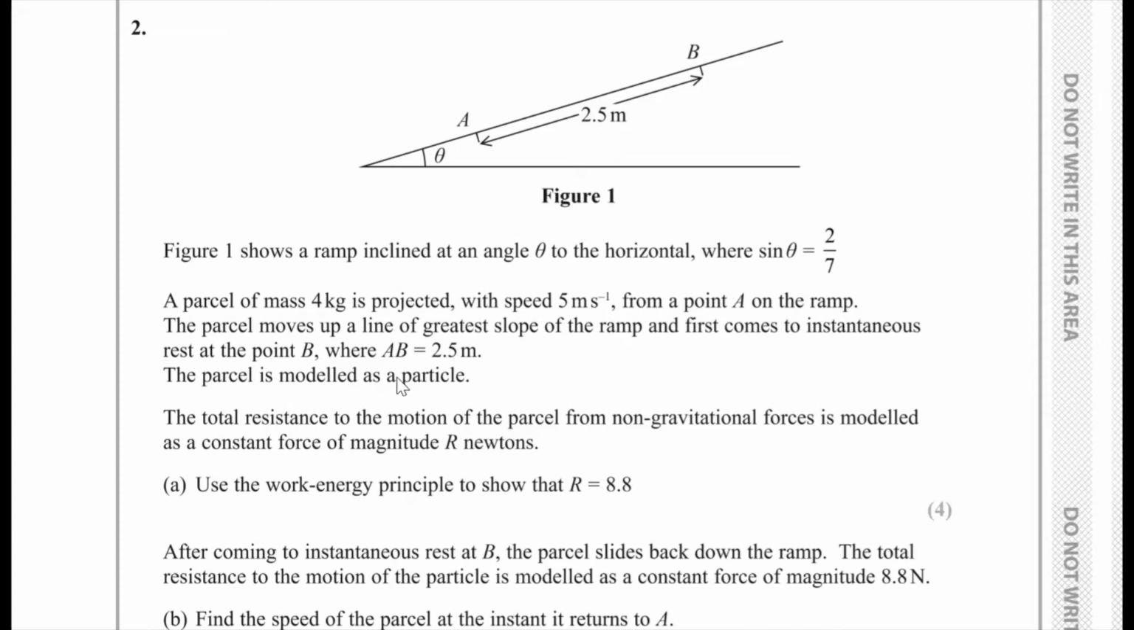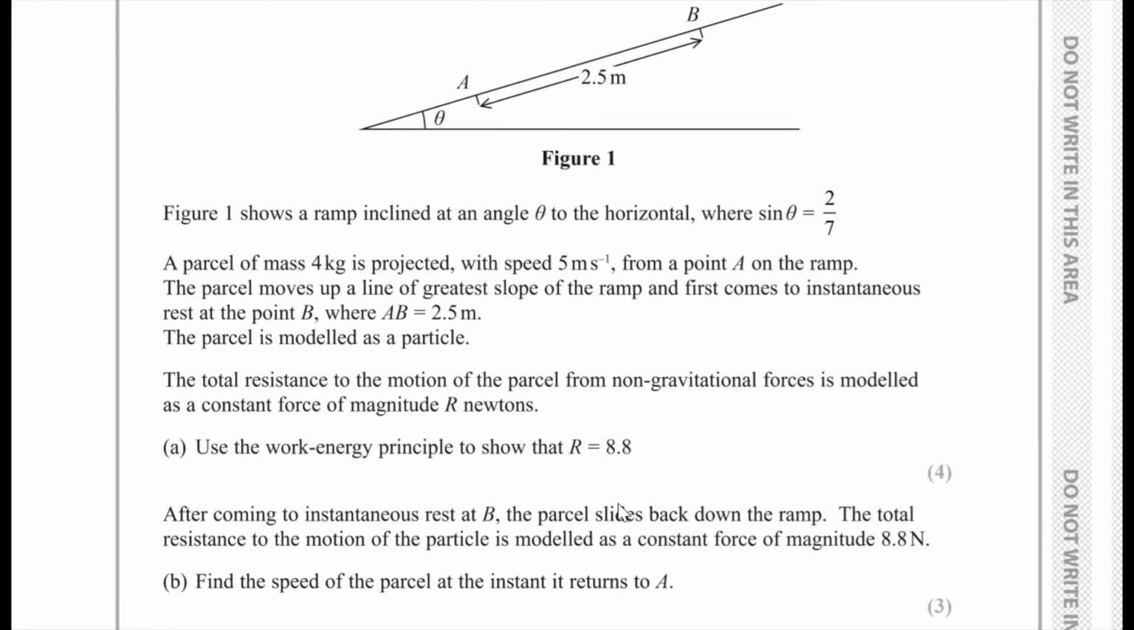The parcel is modelled as a particle, and the total resistance to the motion of the parcel from non-gravitational forces is modelled as a constant force of magnitude R newtons. For part A, we have to use the work energy principle to show that R is equal to 8.8.